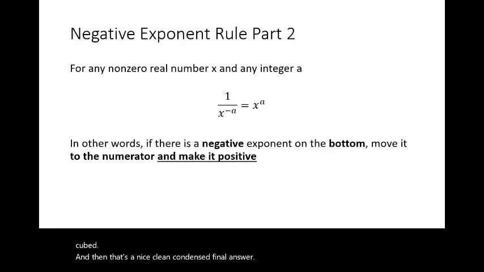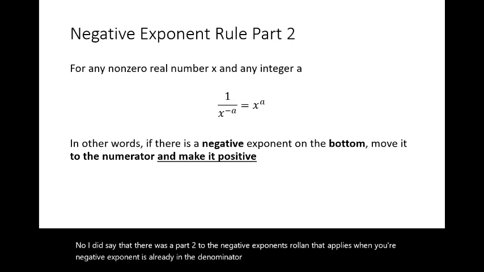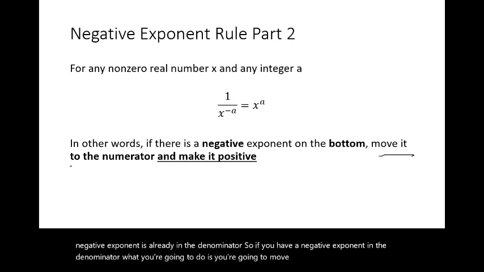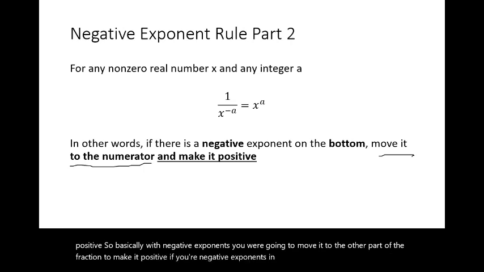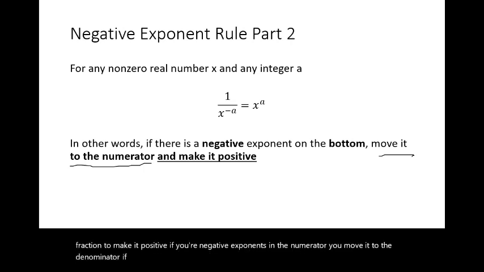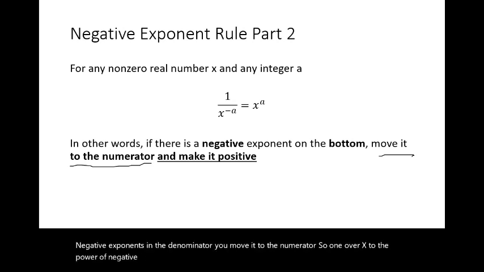Now, I did say that there was a part 2 to the negative exponents rule, and that applies when your negative exponent is already in the denominator. So if you have a negative exponent in the denominator, what you're going to do is move it to the numerator to make it positive. So basically with negative exponents, you are going to move it to the other part of the fraction to make it positive. If your negative exponent's in the numerator, you move it to the denominator. If your negative exponent's in the denominator, you move it to the numerator. So 1 over x to the power of negative a will be x to the power of positive a. So you just move your negative exponent to the other part of the fraction to make it positive.